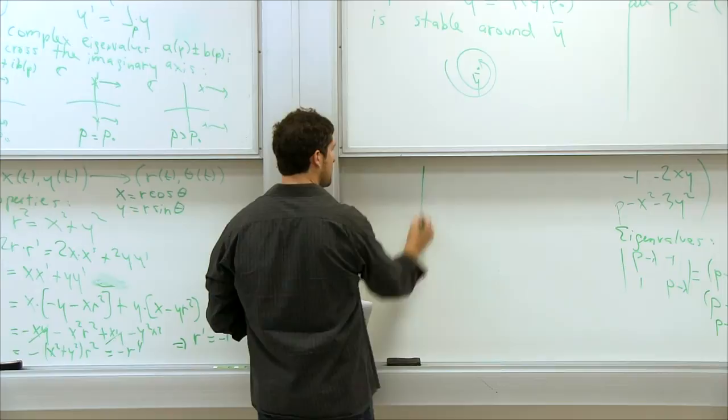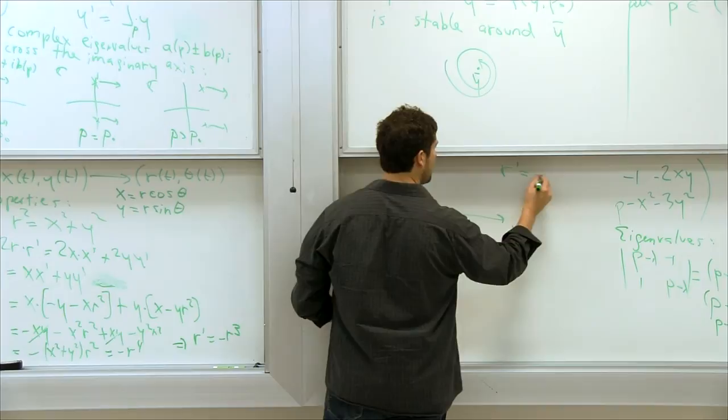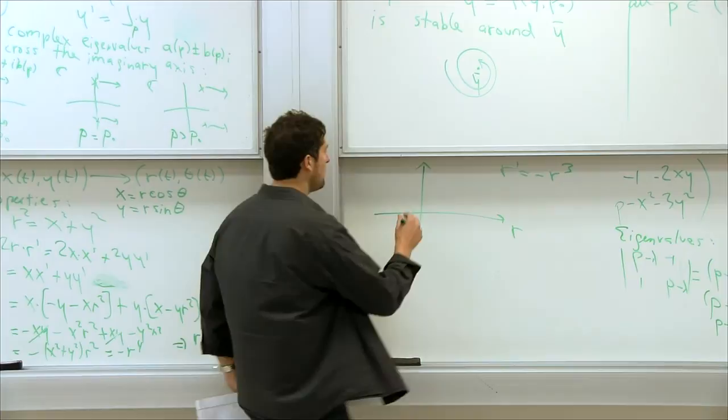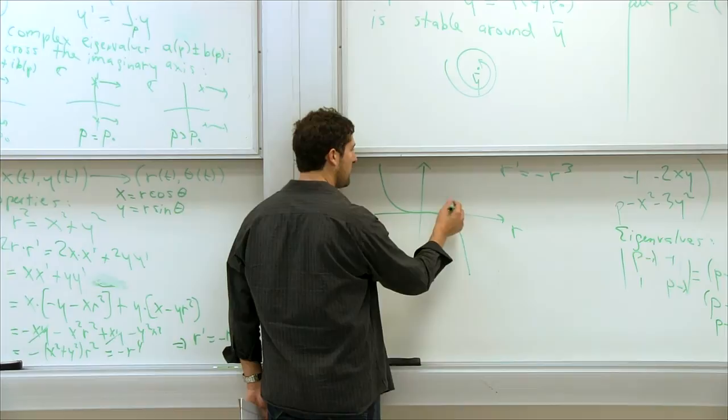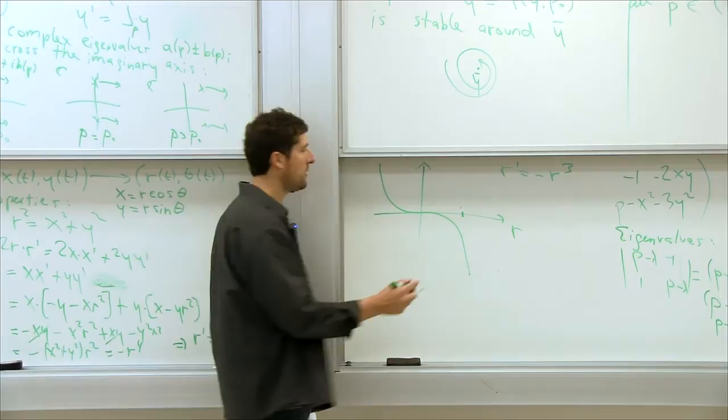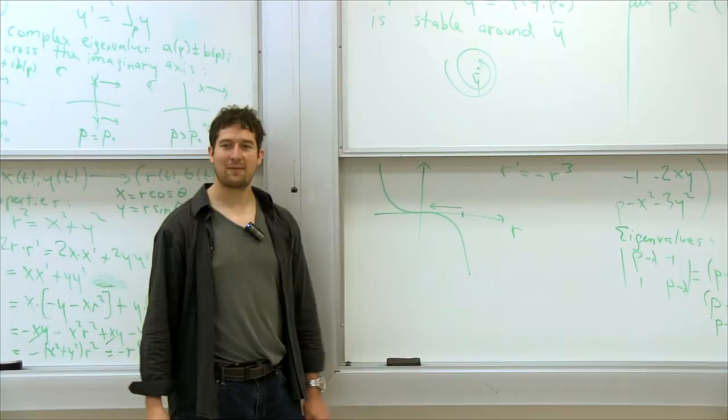And that is true because if you look at the system r prime equals minus r to the 3, that system looks how? Like this, right? So if you start, say, over here, what happens with r over time? It becomes smaller every time, right? So it's stable.